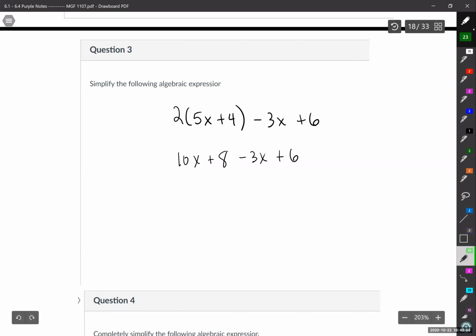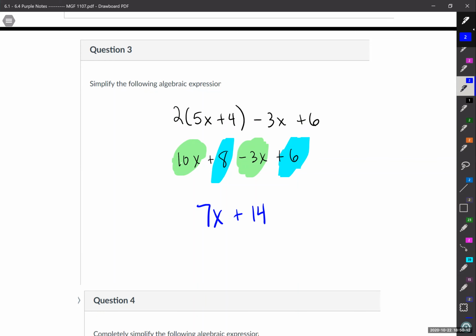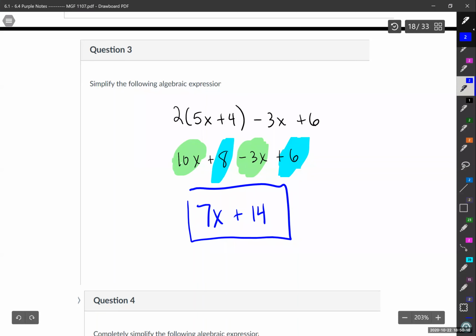Now the x terms can collapse together and the number terms can combine. So we say 10x's minus 3x's should give us 7x's. 8 plus 6, I believe, should give us 14. So that would be our final answer, and we would select whichever one represents that in the answer choices.